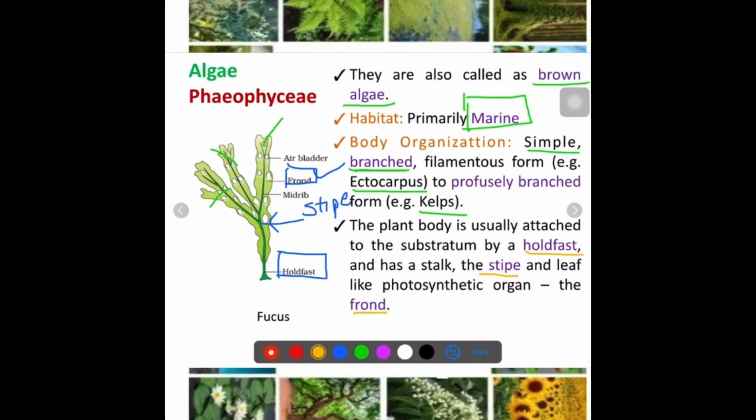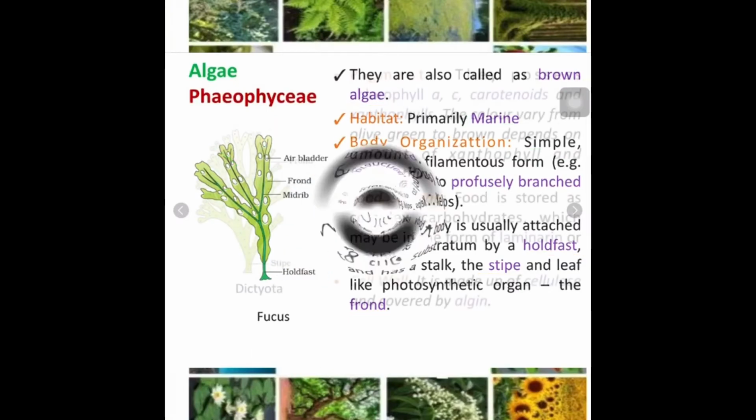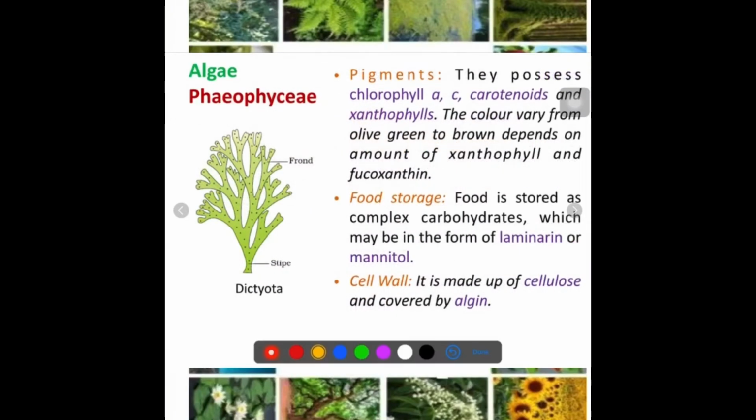So in the body organization, you can find these three parts. Like here in Fucus, you can see the three parts: holdfast, stipe, and frond. Similarly, here you can see that it is very profusely branched. Lots of branches are present. But it also has a stipe, frond, and such a structure can be found in it.